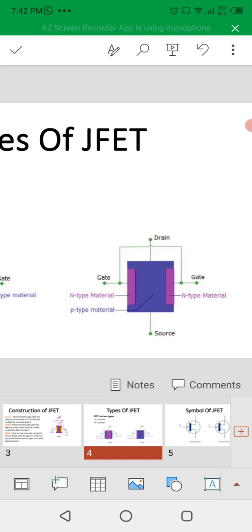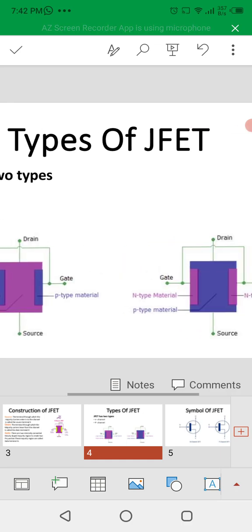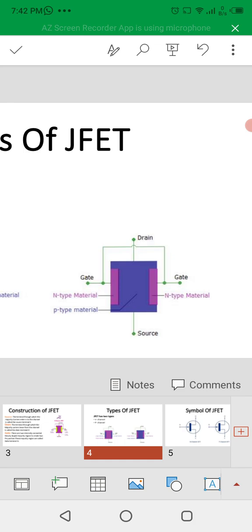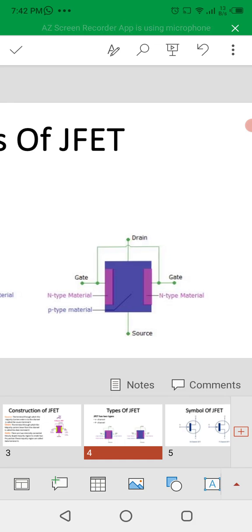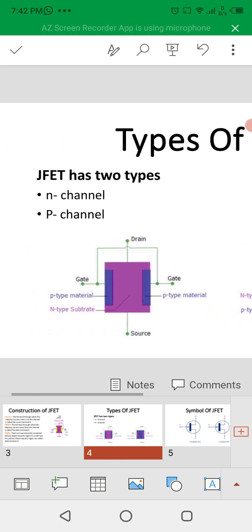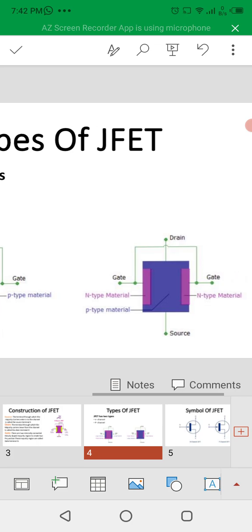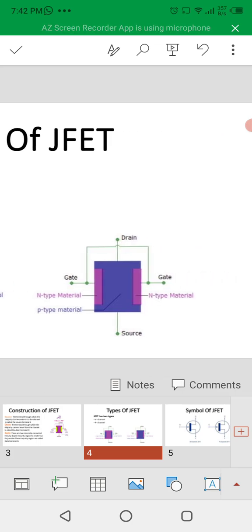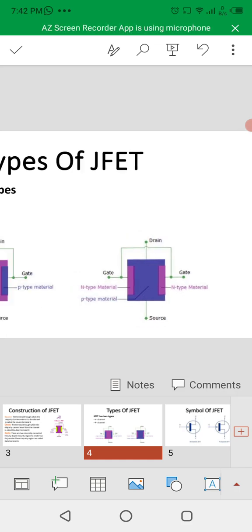Then the P channel JFET. It is a separate p-type channel, totally holes, and two n-type regions are doped. The n-type has electrons.